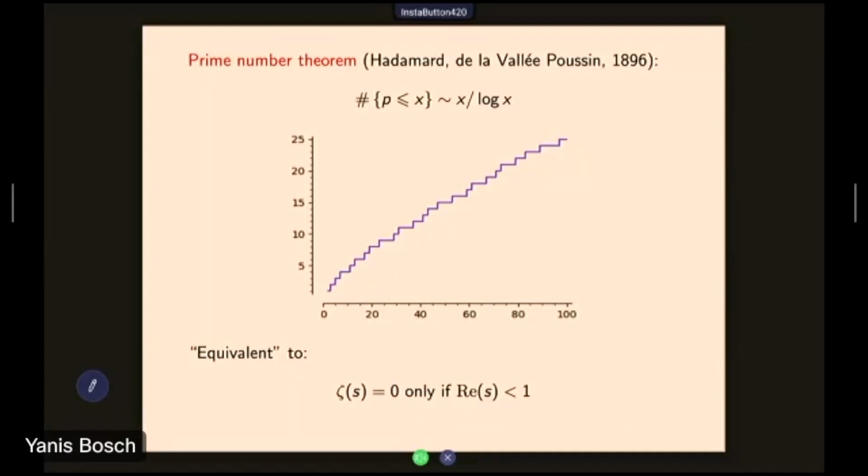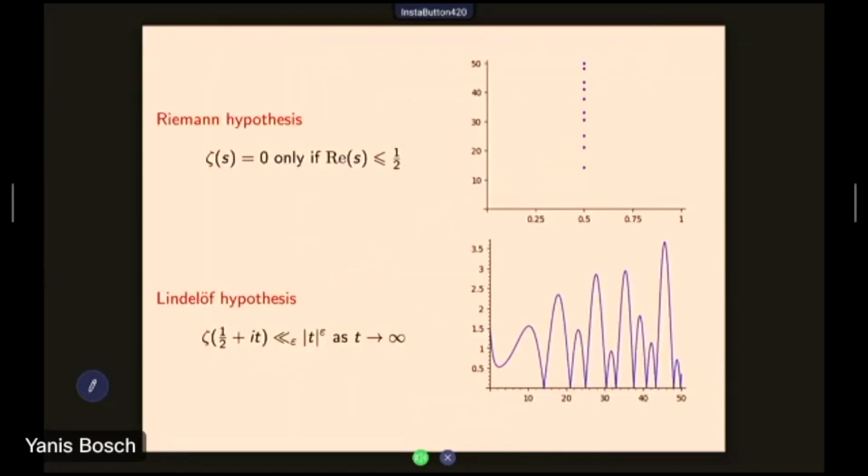And there are open questions concerning the zeta function, which predict finer control over the zeros. So there's the Riemann hypothesis, which predicts that the zeros lie on the critical line pictured here, which corresponds to a stronger form of the prime number theorem.